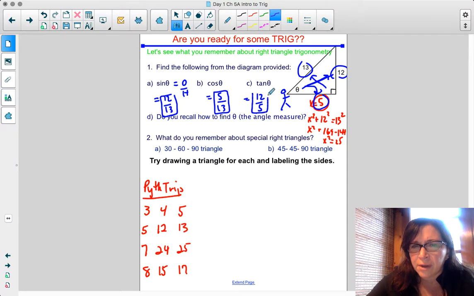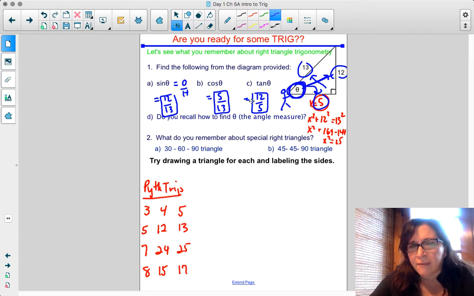And just a note, you never make that into a mixed fraction. You just leave that as an improper fraction. Now, lastly, on this one problem, do you recall how to find theta? Well, theta, we want to actually know the number of this angle. We want that angle measurement.